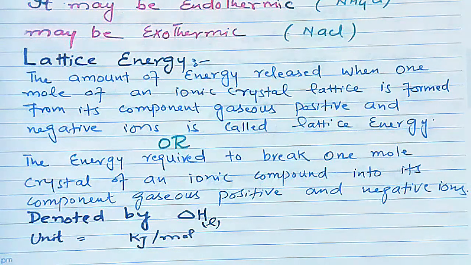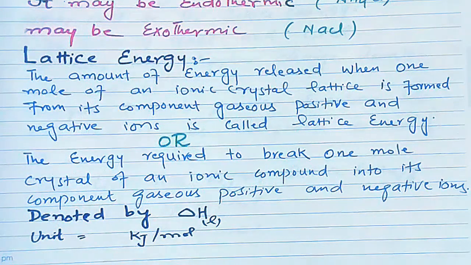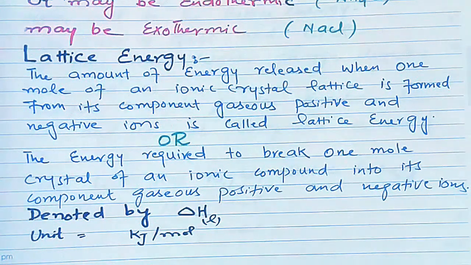Whenever 1 mole of an ionic crystal is formed, the amount of energy released in this process, or whenever 1 mole of an ionic crystal is broken down and the amount of energy required to break this 1 mole of crystal into individual ions, it is called lattice energy.